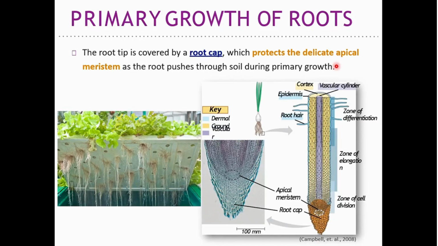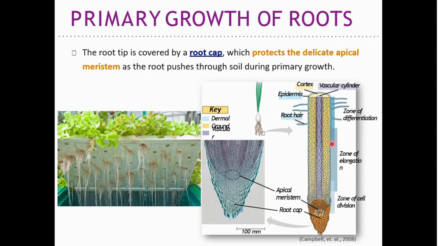The root tip is covered by the root cap, which protects the delicate apical meristem as the root pushes through soil during primary growth. So in primary growth of roots, here we can see the structure, the cortex, and then the vascular cylinder. The outer layer is the epidermis, and then we can see here the root hair.